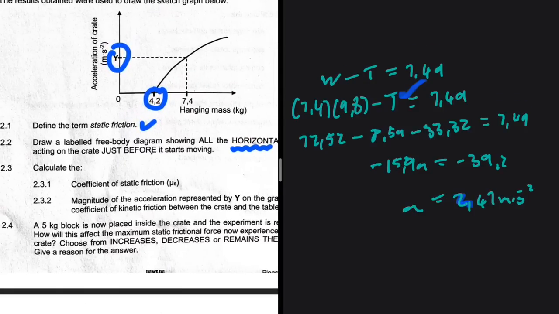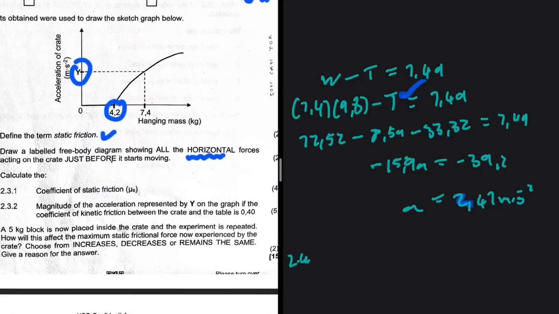And here's the question for you, 2.4. A 5 kg block is now placed inside the crate and the experiment is repeated. How will this affect the maximum static frictional force now experienced by the crate? Choose from increases, decreases, or remain the same. Give a reason for your answer. So what is your answer to 2.4?